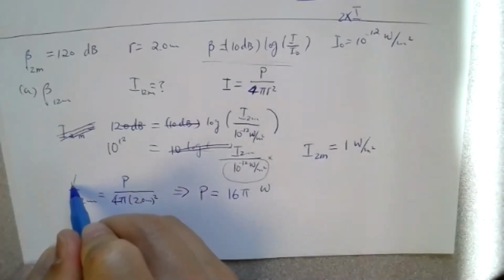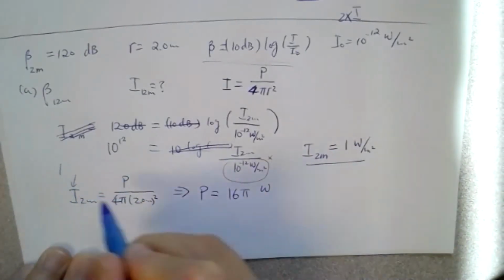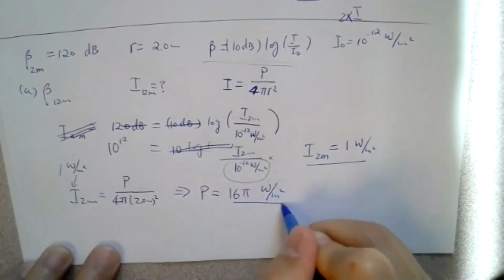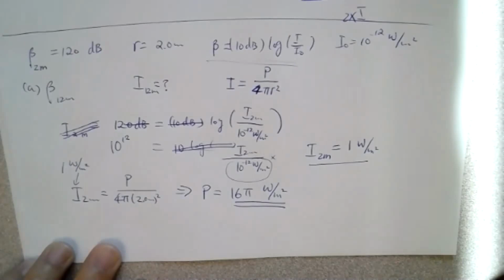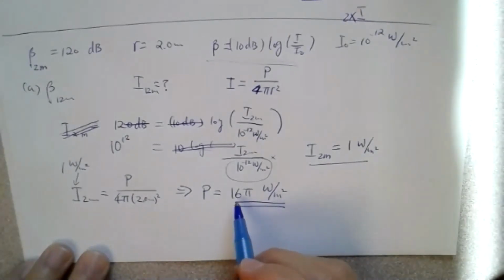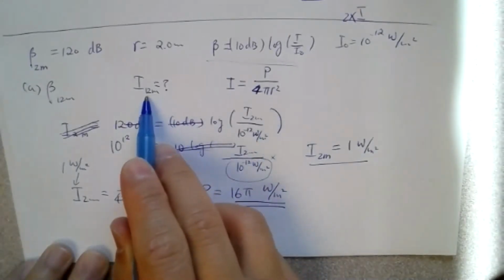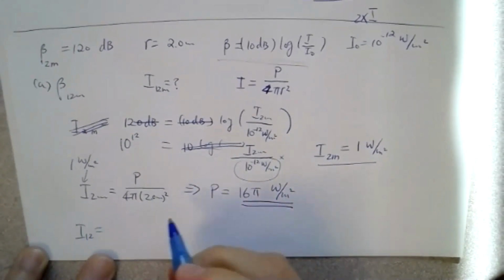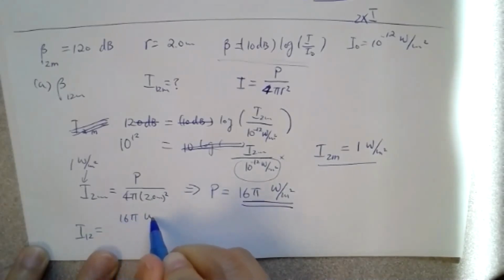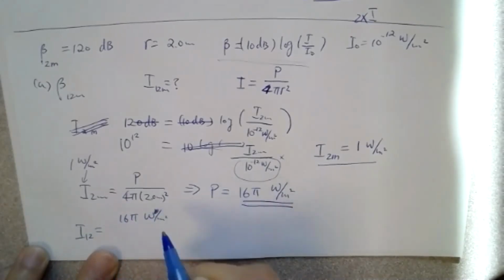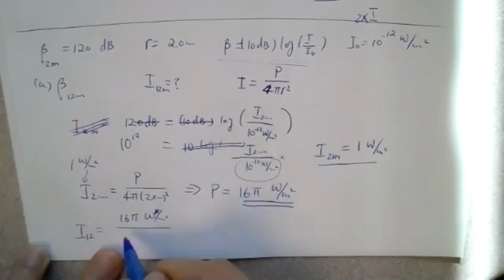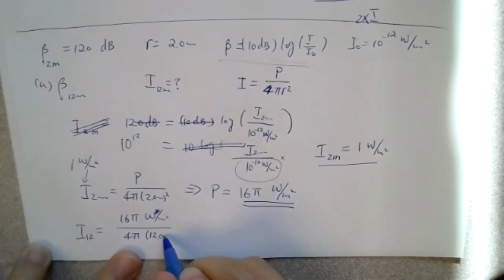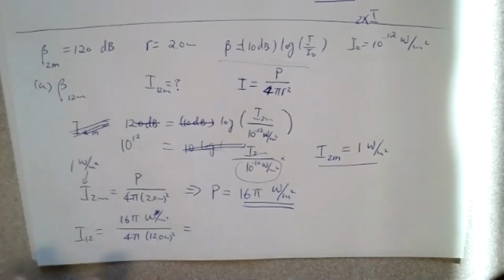Yeah, this guy's 1. Sorry, I forgot to mention, we calculate that's 1 watts per meter squared, okay? So this is our power at that point. Once we have power for the source, we can calculate the intensity at 12 meters, right? So intensity at 12 meters is equal to the power, 16 pi watts, over 4 pi times 12 meters squared, okay?